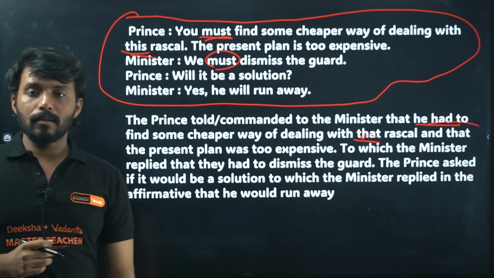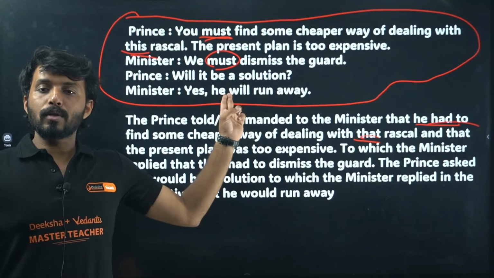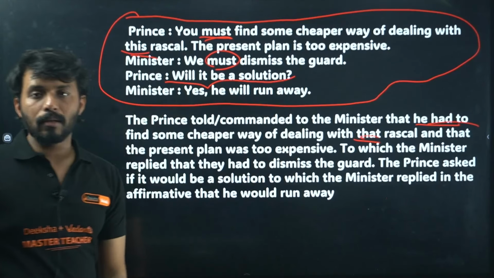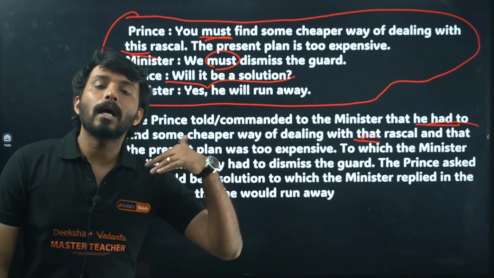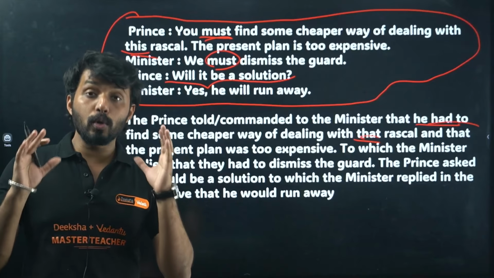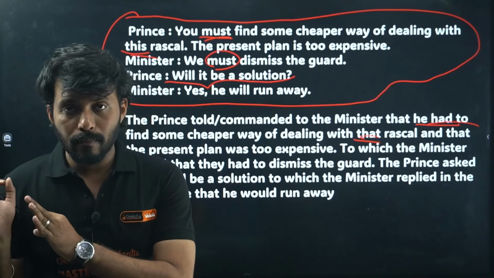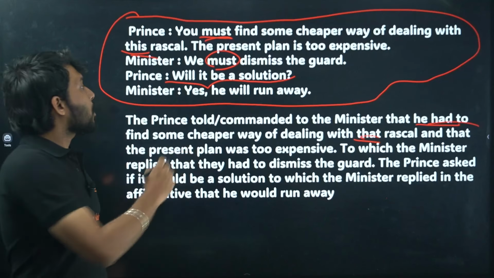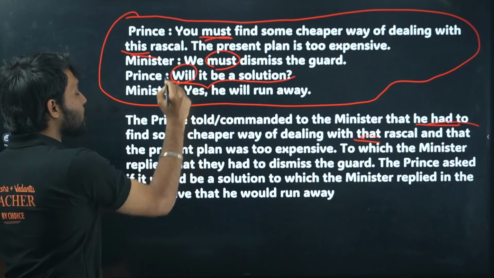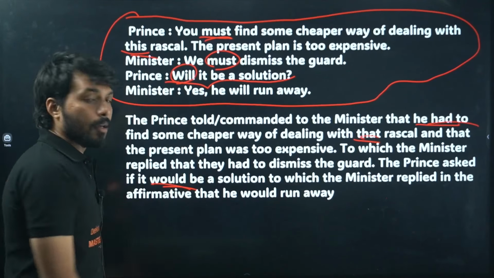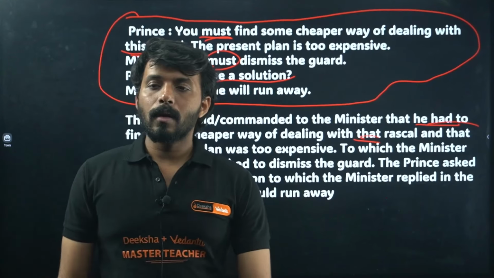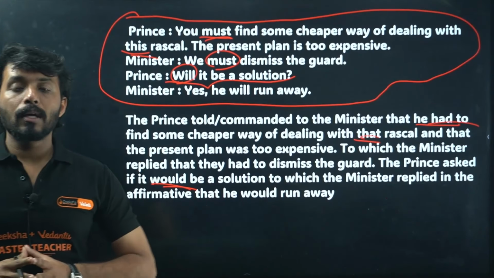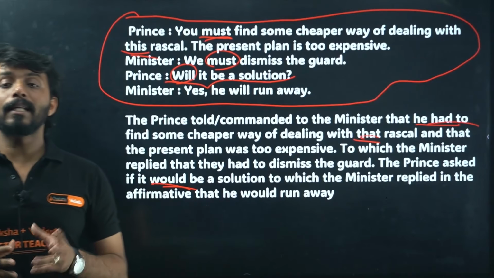The prince asked. So here it's a yes or no question the prince is asking. Will it be a solution? Is a yes or no question. So as I said earlier, how do you report a yes or no question? You use if or whether. Okay. So the prince asked if it would. Again, change in modal verb. Will becomes would. So the prince asked if it would be a solution, to which the minister replied in the affirmative.